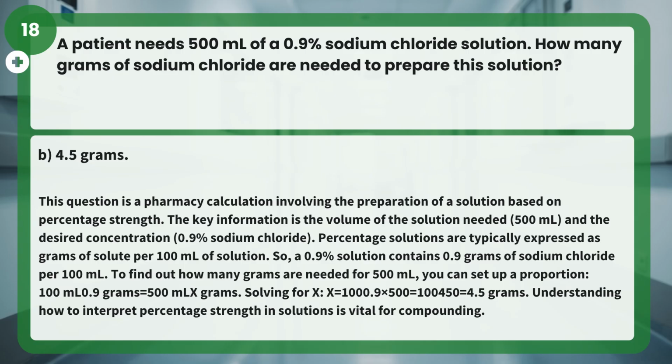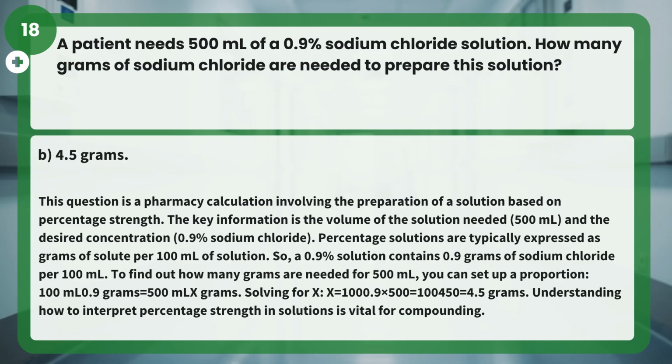Answer: B. 4.5 grams. This question is a pharmacy calculation involving the preparation of a solution based on percentage strength. The key information is the volume of the solution needed, 500 milliliters, and the desired concentration, 0.9% sodium chloride. Percentage solutions are typically expressed as grams of solute per 100 milliliters of solution. So, a 0.9% solution contains 0.9 grams of sodium chloride per 100 milliliters.